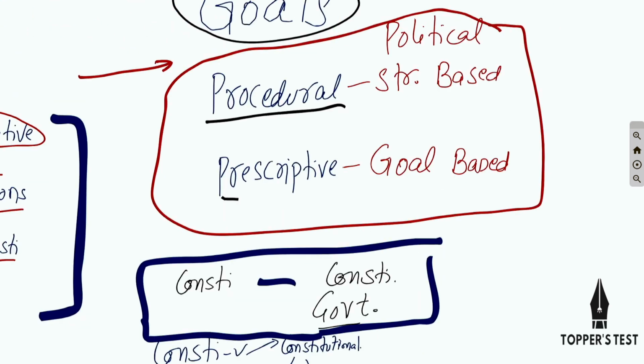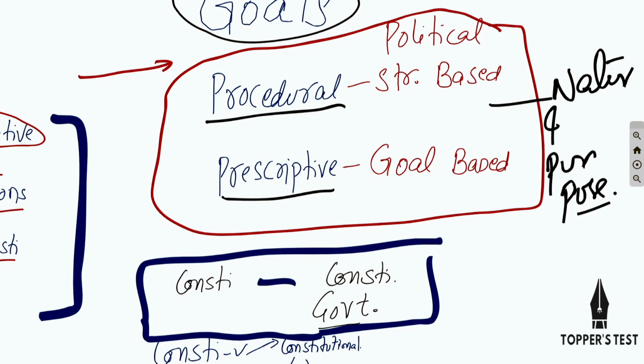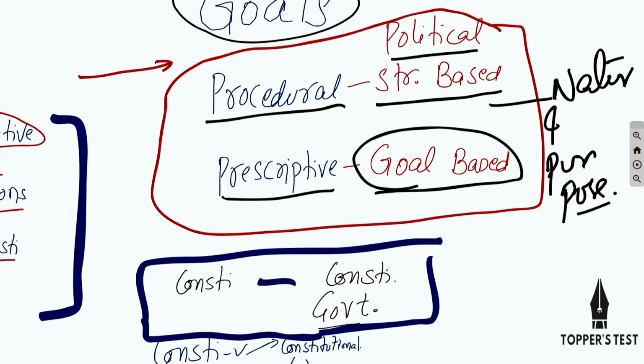Classification is procedural and prescriptive. So it is based on what the constitution wants and prescribes. Procedural is based on nature and purpose. So what is nature? Procedural will have a structural basis: a constitution based on the political structure and order is a procedural constitution, and prescriptive means goal based. There will be a goal that has to be achieved. For a constitutional structure, the constitution would like that goal to be achieved by the government.